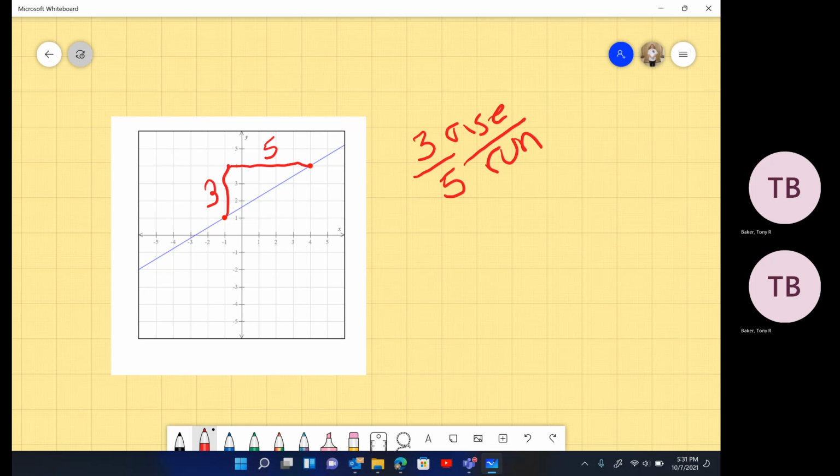As long as you start at the leftmost point, you're never going to mess up your signs, because if I'm going up, it's positive. If I'm going down, it's negative. So always go up or down first and start at the leftmost point.